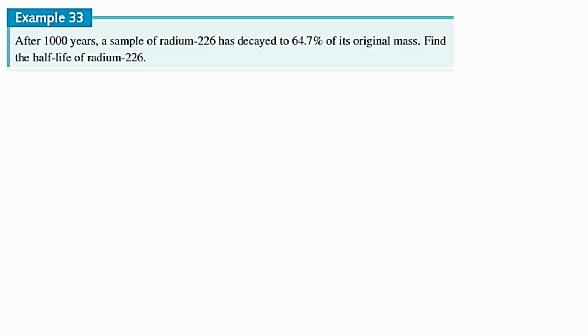This one talks about after 1,000 years, a sample of radium-226, you can ignore that, a sample of something has decayed. Decayed is telling you it's a graph that's dropping down, so you know K is negative already, to 64.7% of its original mass. Wow. Okay? Find the half-life. So let's stick with a few things. I've got 1,000. What is that representing? I've got 64.7%. What is that representing? And I'm trying to find the half-life.